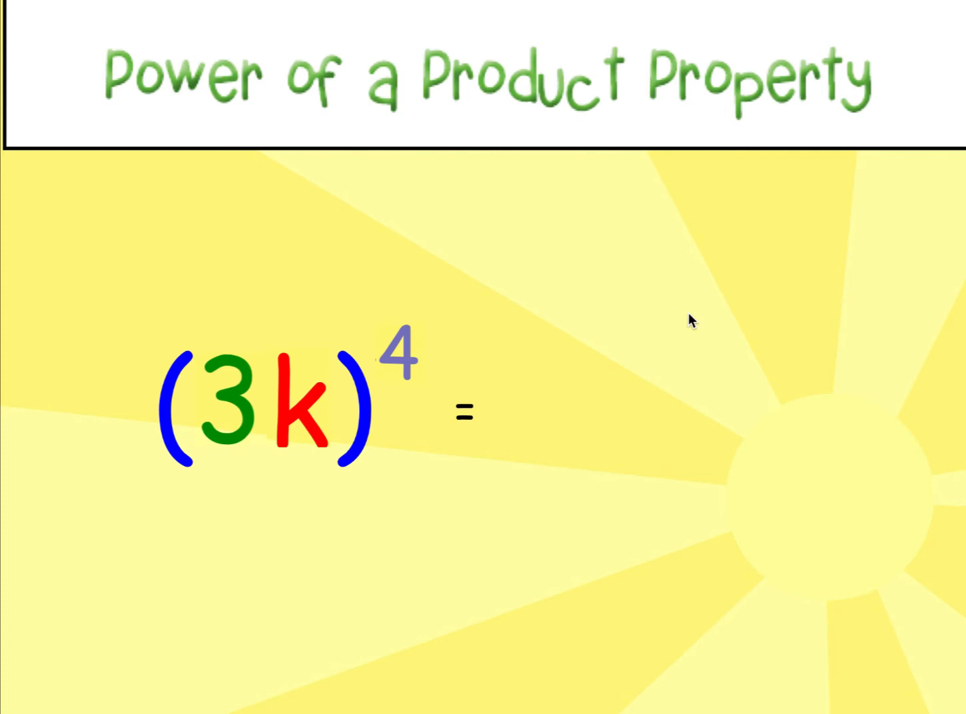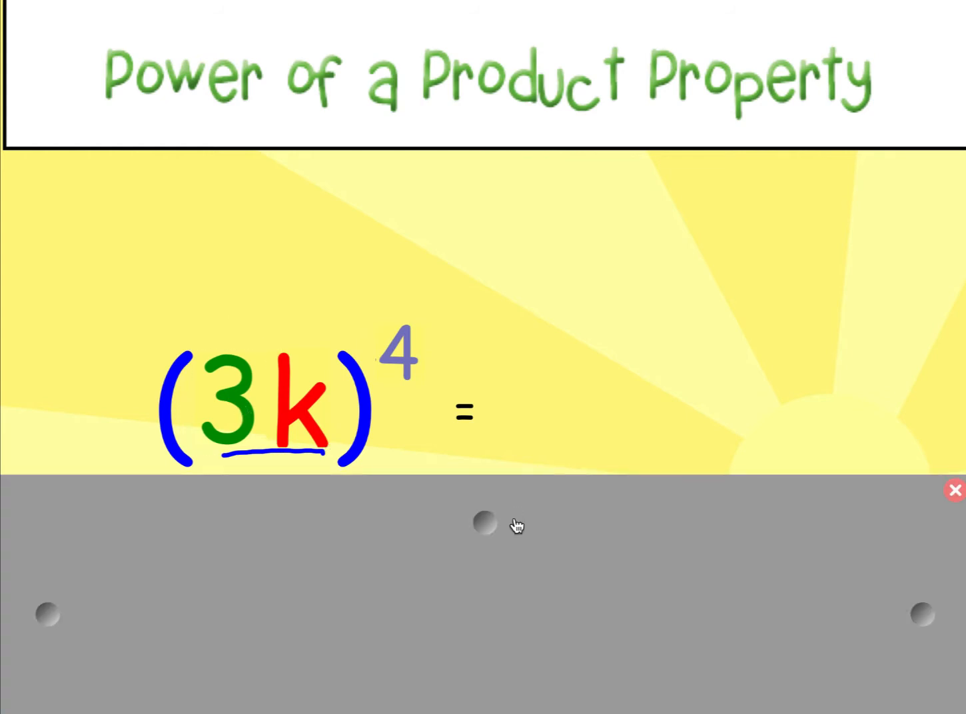So here we're going to go over the power of a product property. So remember, a product is factors that are being multiplied. So here we're looking at a base that has multiple factors. So the factors are 3 and k. Remember, factors are individual numbers that are being multiplied. So in this case, we have 3 is one factor and k is the other factor.